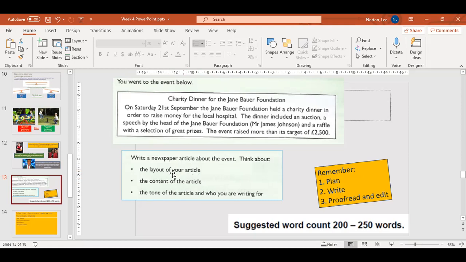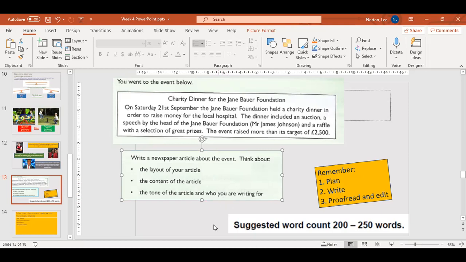So firstly, you might think about, right, what is the layout? What do I need to include? What organization features? Then the content. Always good to introduce firstly what you're going to write about, then go into details, and then finish up. Beginning, middle, end. 3 paragraphs. You also should think about the tone of the article. A newspaper should be generally quite professional, shouldn't be aggressive, shouldn't be too informal, but not over the top formal either.